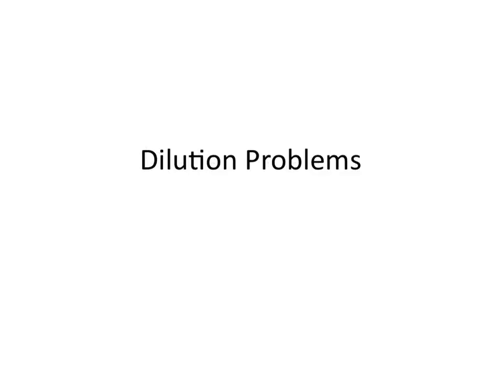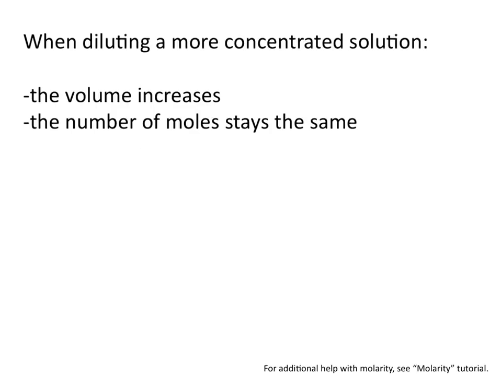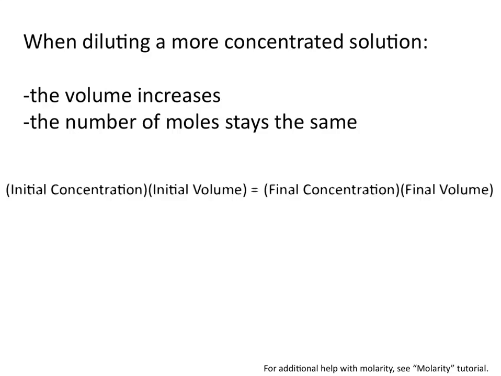This tutorial is on dilution problems. When you are diluting a more concentrated solution, you're increasing the volume, but the number of moles of solute in the original solution stays the same. So the initial concentration times the initial volume will equal the final concentration times the final volume.